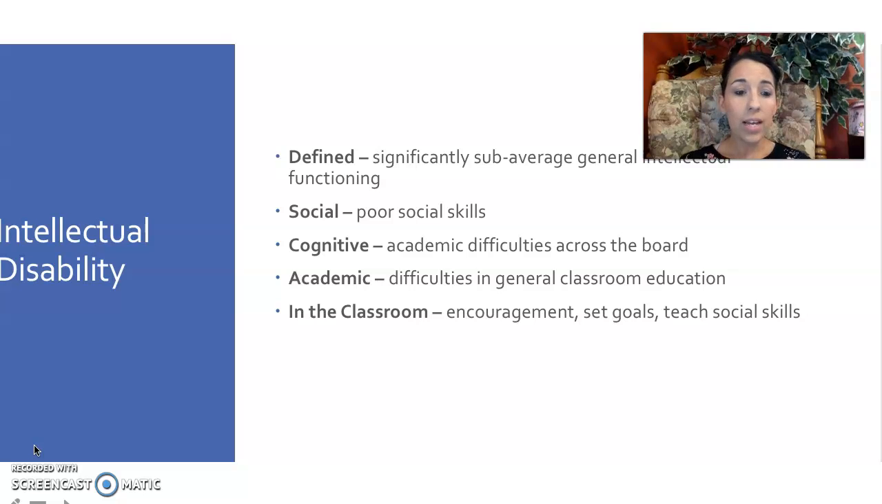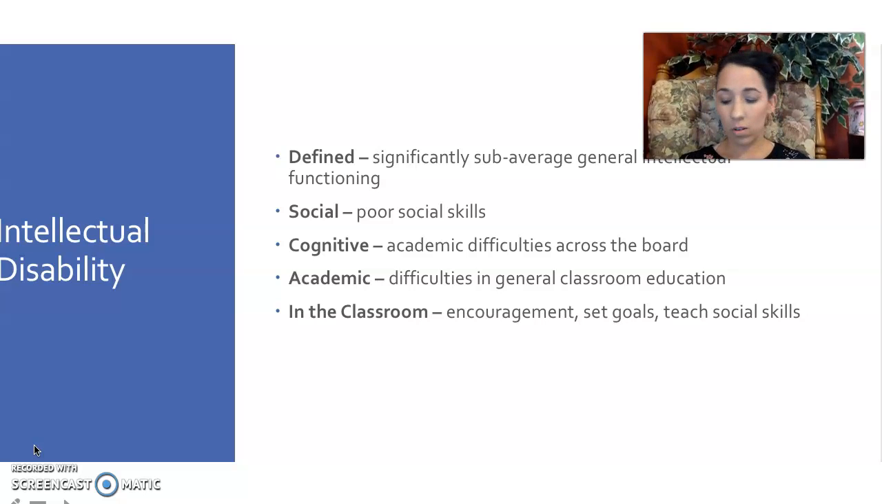Intellectual disability is next, and that's significantly below average general intellectual functioning existing concurrently with deficits in adaptive behavior and manifested during the developmental period. Socially, they have poor social skills due to their lack of problem solving and being able to figure things out. Cognitively, they have a lack of problem solving skills again. They lack paying attention, remembering information, and they'll have academic difficulties across the board.